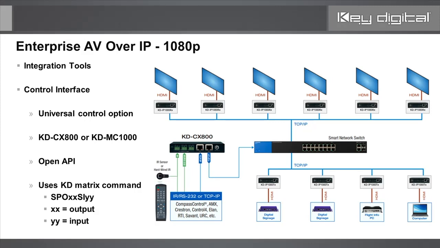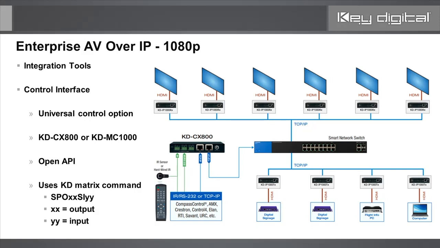But it's really amazing how it just allows you to come in from any third-party control system, IR, RS-232, or TCP/IP, and it is the storage point for your virtual matrix file, so that one point of communication from Compass Control, AMX, Crestron, Control4, Elan, RTI, Savant, URC, and more just needs one connection in, and it will forward all of the commands throughout the network for the system.